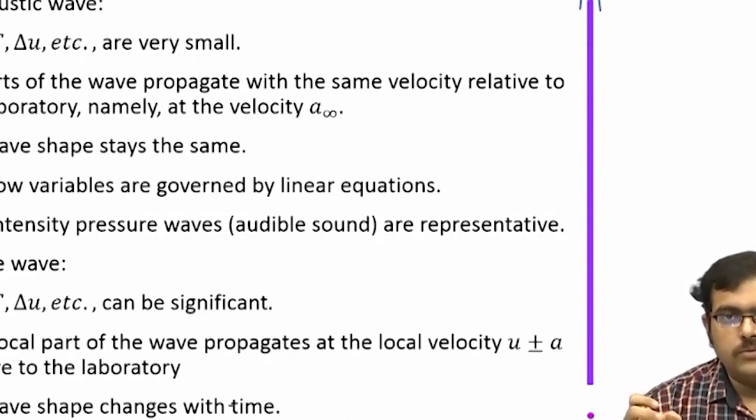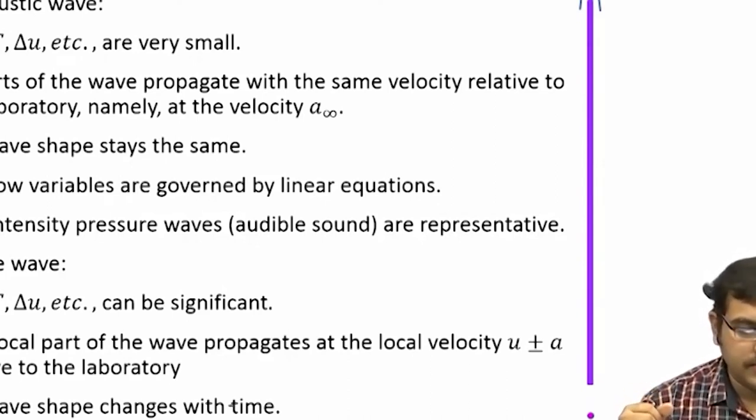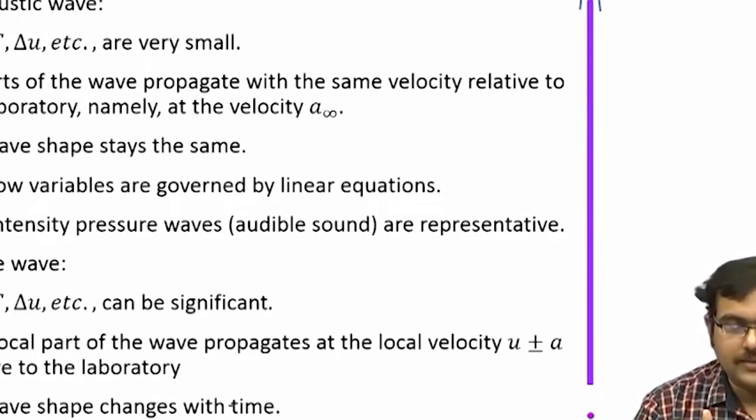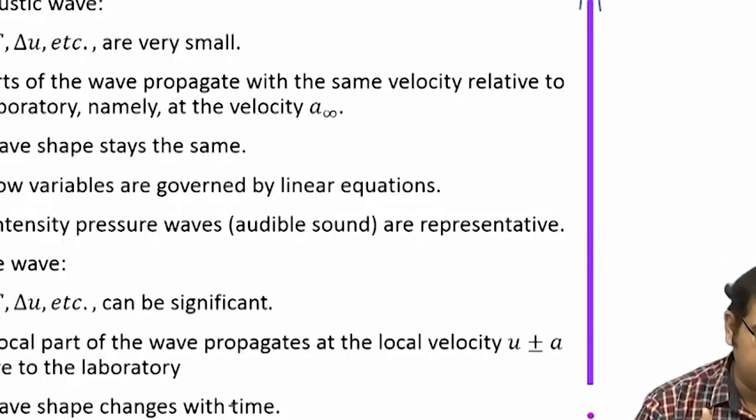But if you come to finite disturbances, then the change is quite significant, and so these waves do not travel all the time with the velocity a infinity. They travel with the propagation speeds u plus a or u minus a, and it can vary in space as well as at different instants of time.